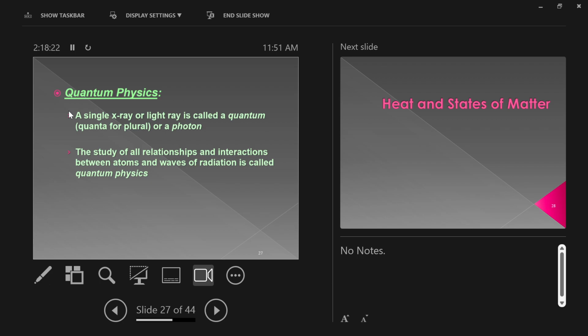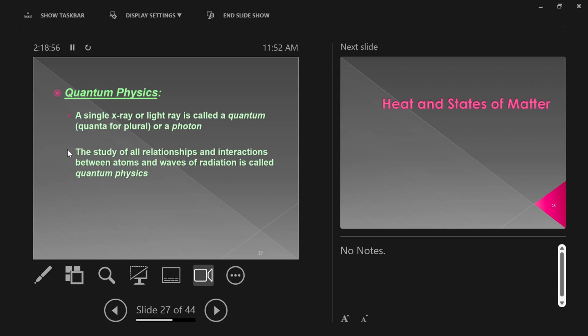That birthed the whole field of quantum physics, how atoms and light work, okay? We now refer to light as photons or quanta. They've also been called corpuscles and other names like that, but they're quanta or photons. I will most of the time just call them photons. The study of all the relationships and interactions between atoms and the waves of radiation they either emit or absorb, that's called quantum physics, okay?